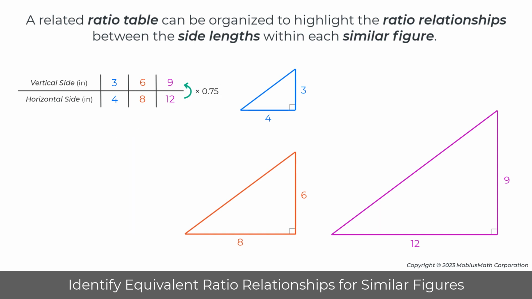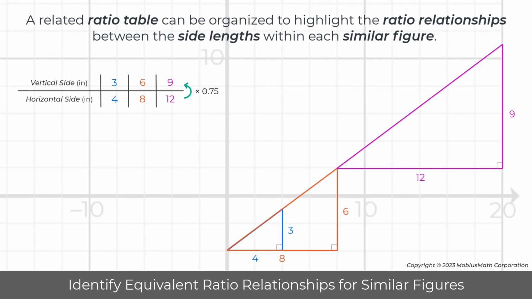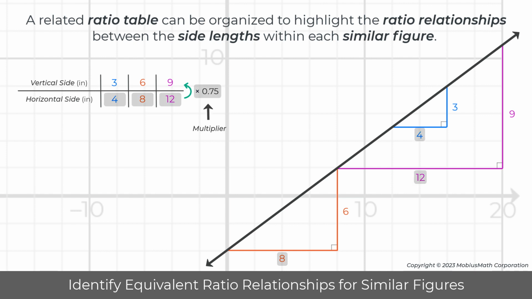In future videos, sets of similar right triangles will be used to describe the steepness or slope of a line on a graph, where the multiplier that relates the horizontal and vertical legs will be identified as the slope of the line.